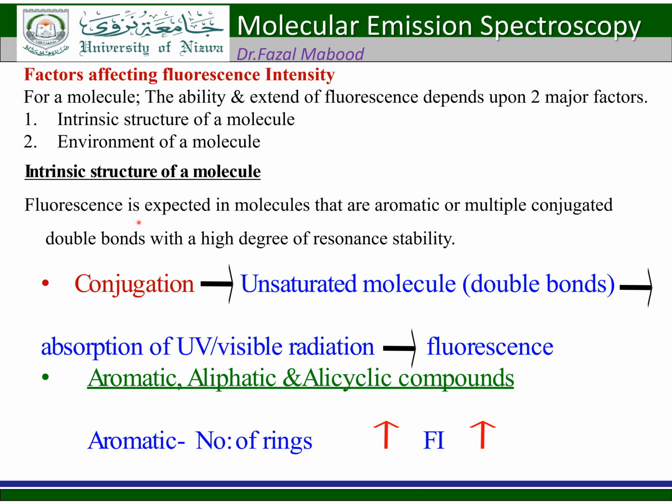Fluorescence is expected in molecules that are aromatic or have multiple conjugated double bonds. So their fluorescence intensity is going to increase. In case of conjugation, here you see the double bond conjugation increases, so the unsaturation is going to increase. When unsaturation is increasing, the absorption of UV visible radiation will increase, and it also increases the fluorescence intensity. In case of aromatic, aliphatic, and alicyclic compounds, as the number of rings increases, the fluorescence emission intensity will also increase.